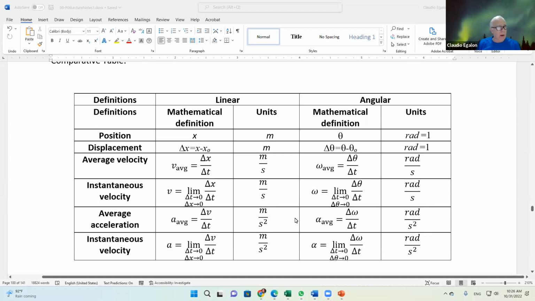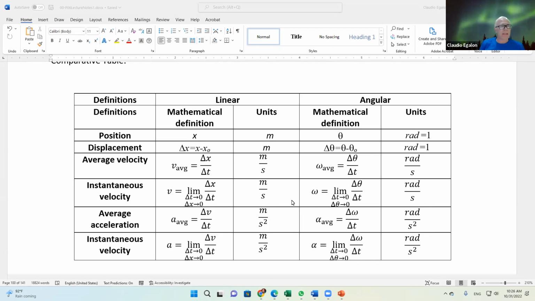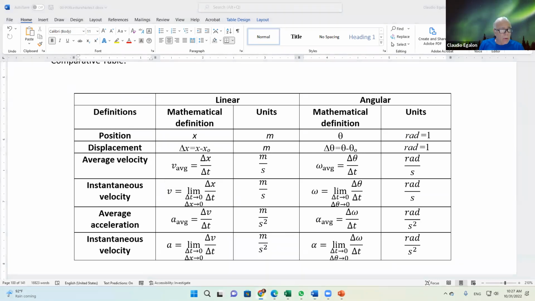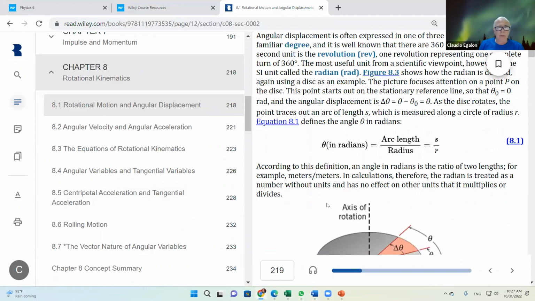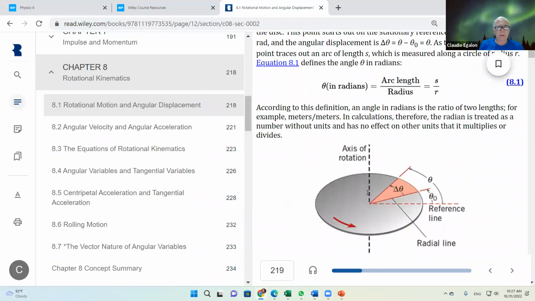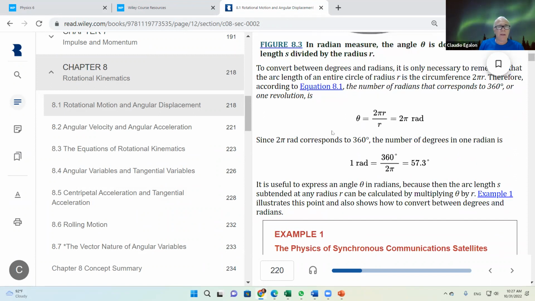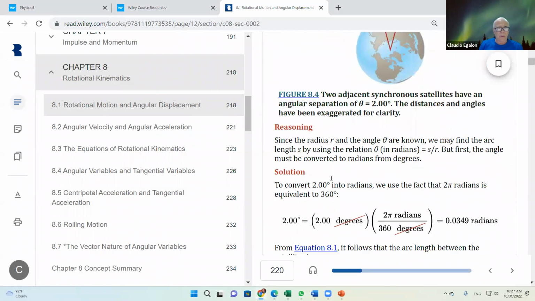Okay, so we have all those angular definitions, right? And they follow side by side the definitions of the 1D kinematic definition that we had before. That's what 8.1 is all about. See the arc length divided by radius, right? That's the definition of angle, by the way. If you have a 360 degrees displacement, it's going to be 2 pi r divided by r, which is 2 pi radians. 1 radian is 57.3 degrees. Okay, and we can skip this one here.